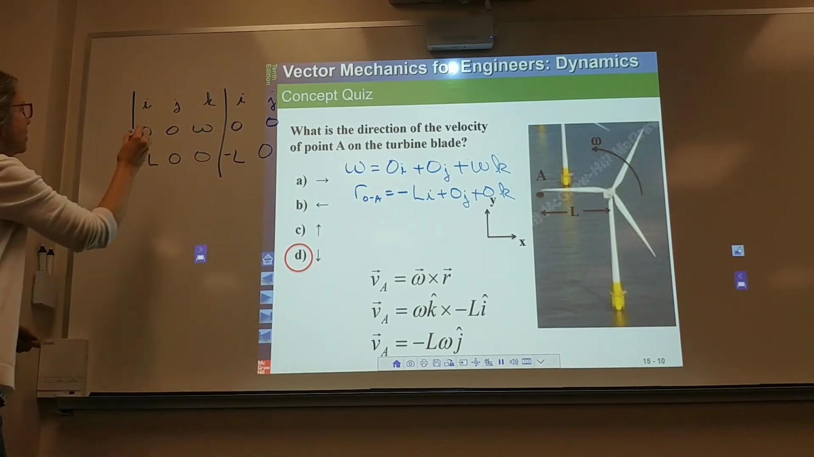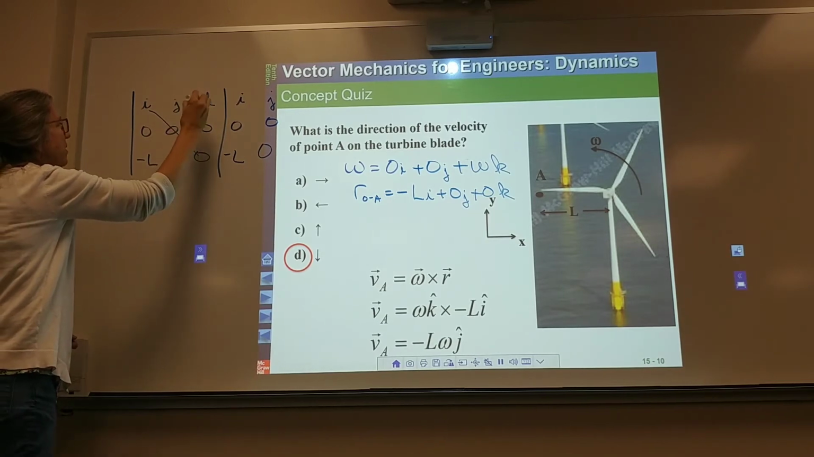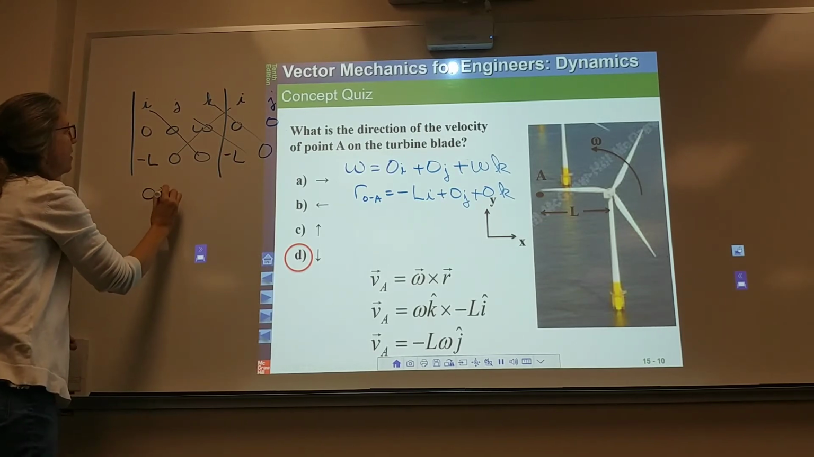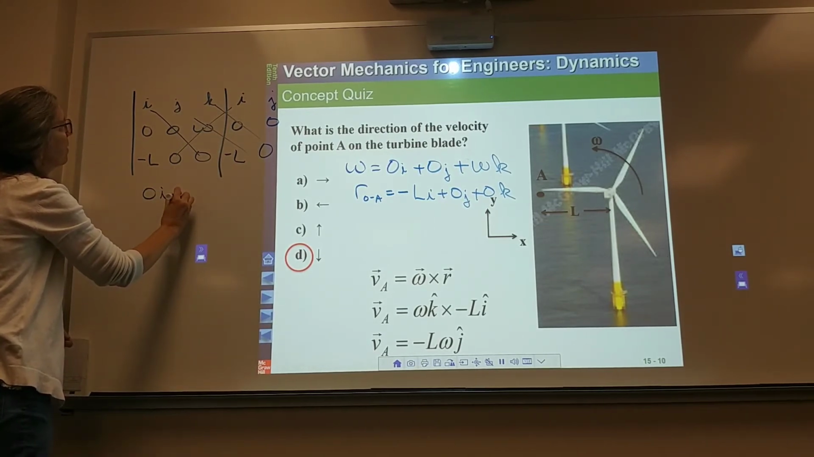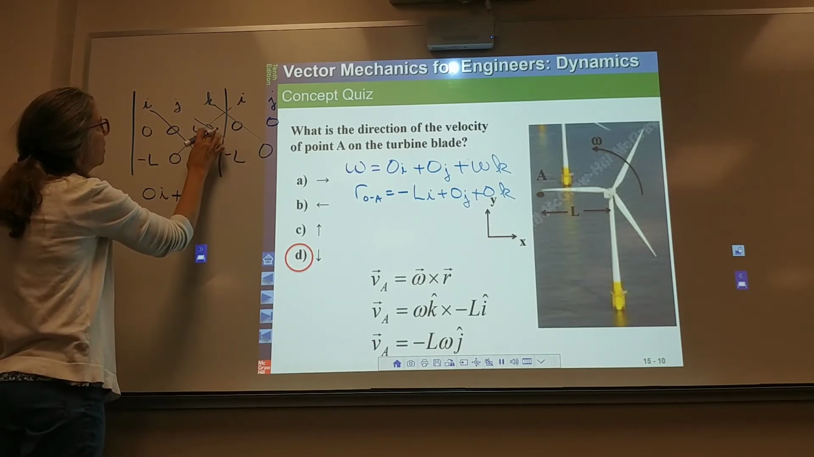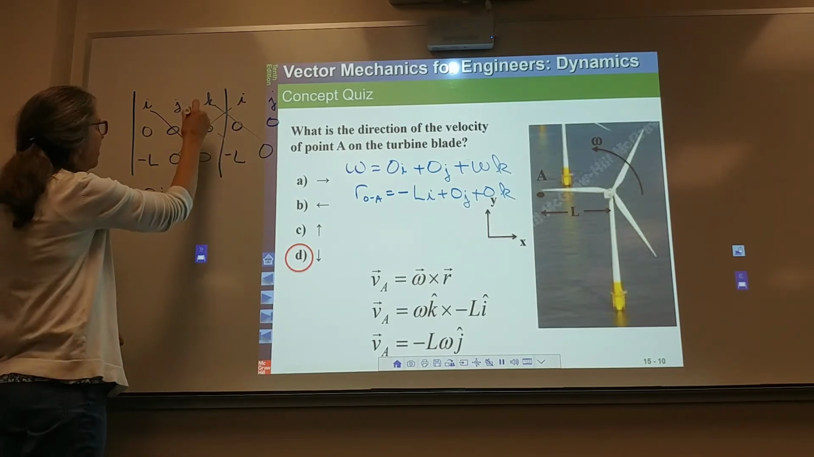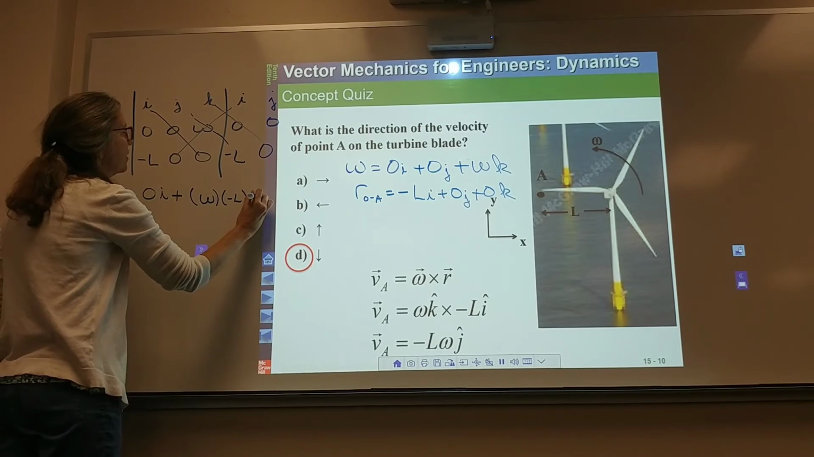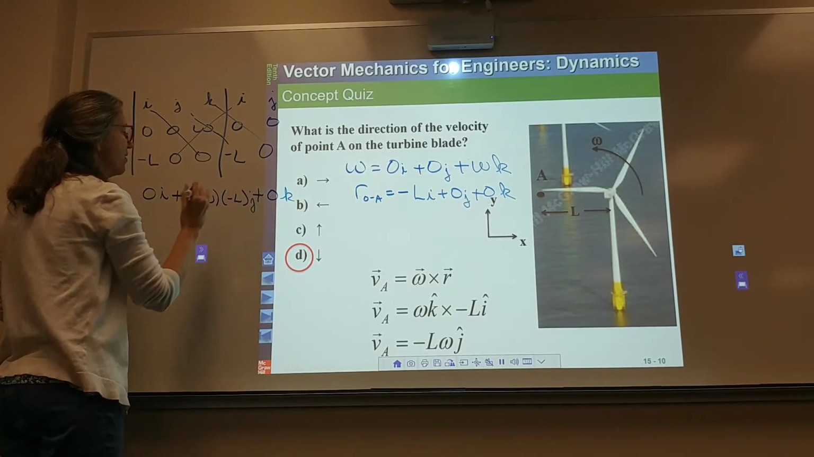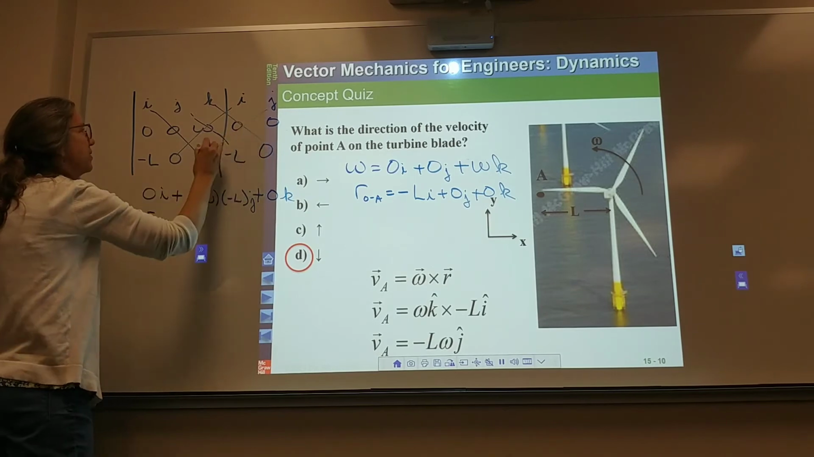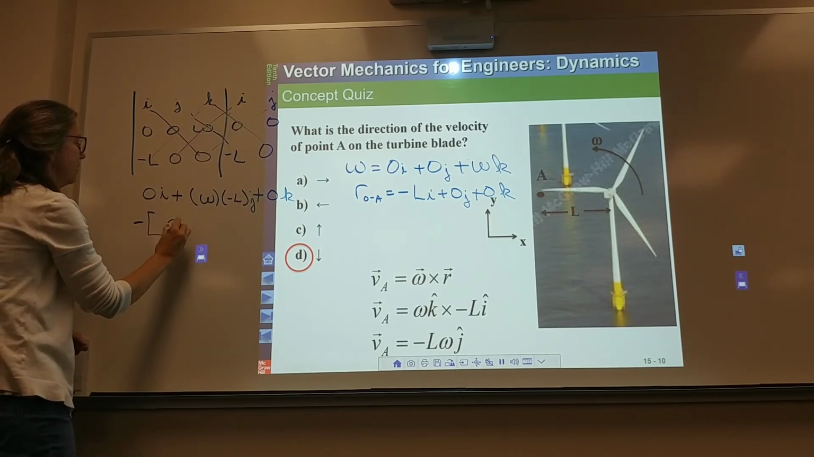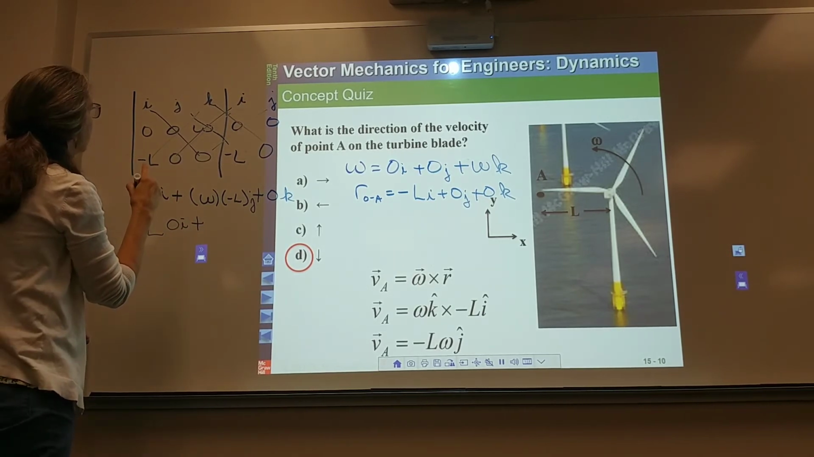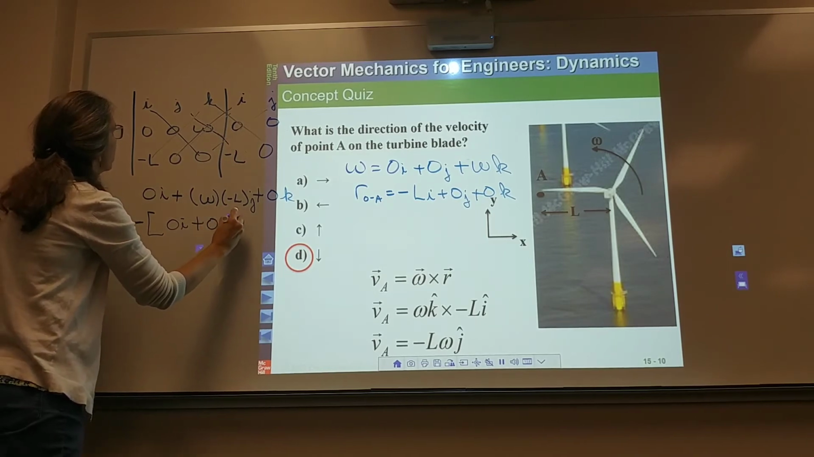Okay. So if we do this cross product, our i components are 0. So we'll go this way. So we have 0i plus, so this should have gone, let's see. Yeah. So this would be plus omega times negative L plus 0k. Need to put my j there. And then that would be minus the opposite direction, 0i plus 0j plus 0k. Okay.